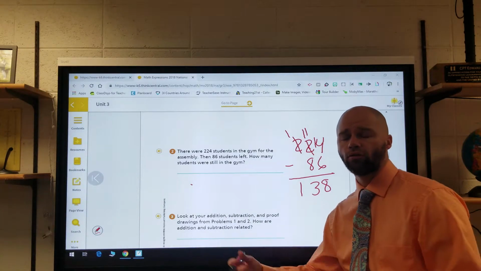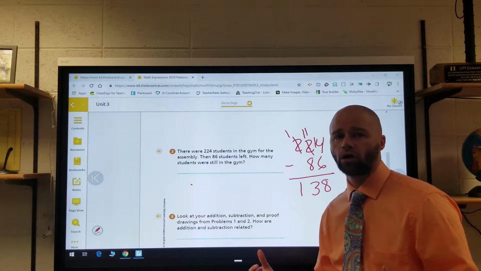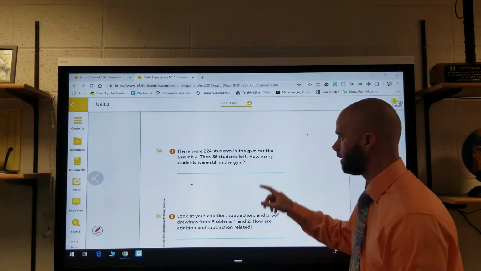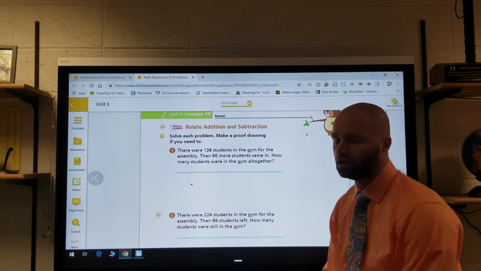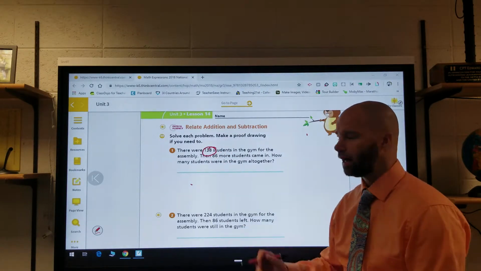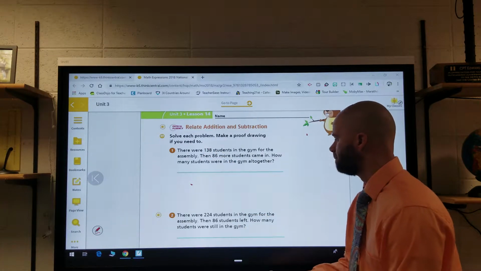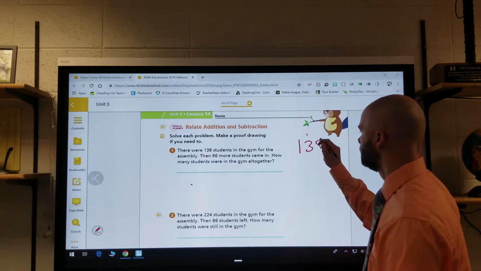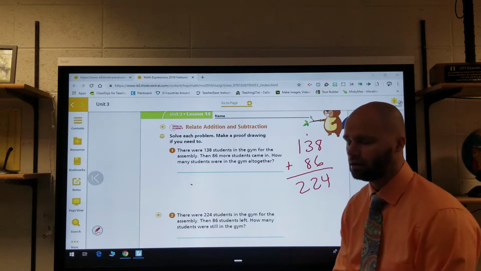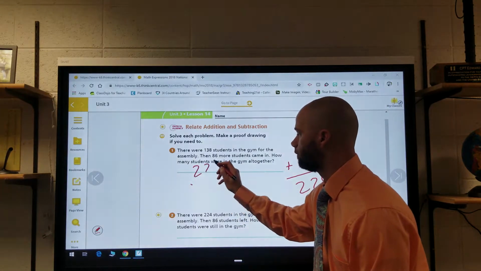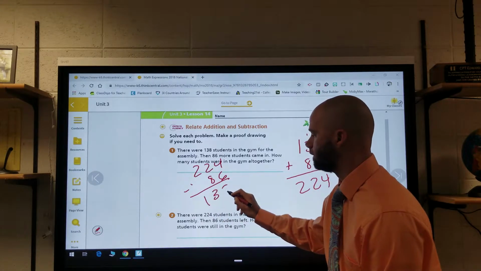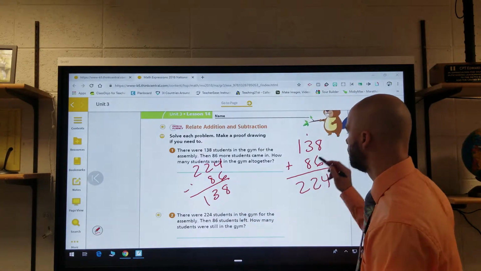Now, again, you have to do a proof drawing for that, but did we really have to work all of that out? So 138 students is our answer, but if we go back up here, we could probably find that from this answer as well. So that's kind of how they're related. You've probably seen this before, that if 138 plus 86 equals 224, okay, that means that 224 minus 86 will equal 138. Okay, so that's how those two are related.